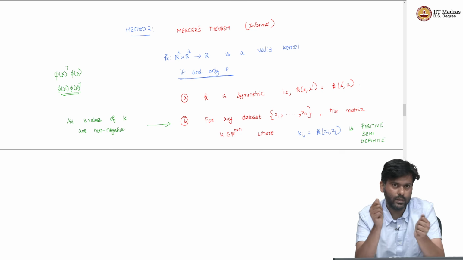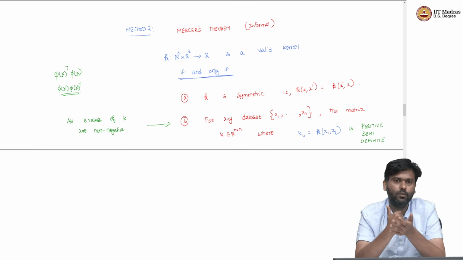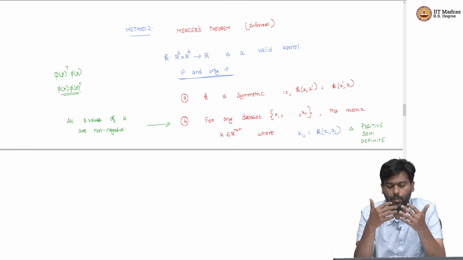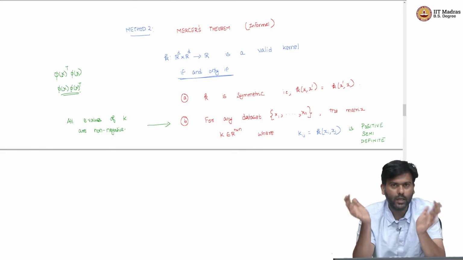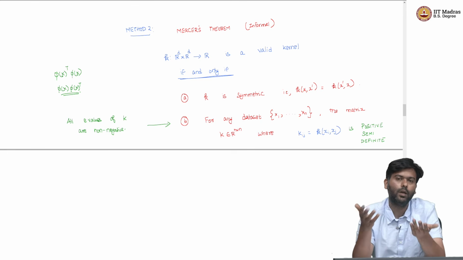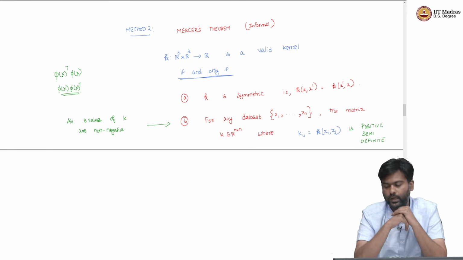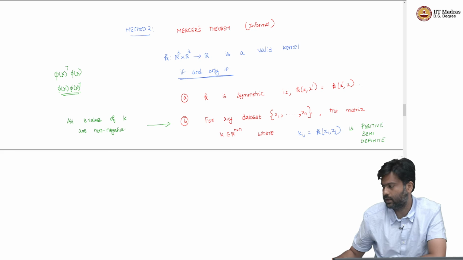Now, this is an argument for necessity, right. So, both A and B are necessary conditions for K to be a valid kernel, but Mercer's theorem says that these are enough. So, these are also sufficient for K to be a valid kernel, right. We will not prove Mercer's theorem, but it is important to know.